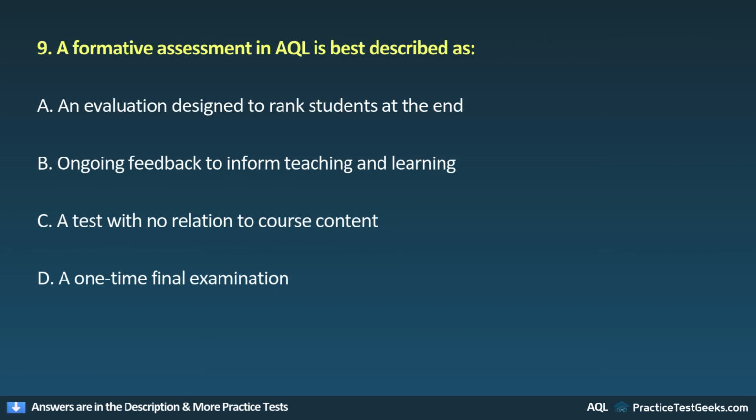9. A formative assessment in AQL is best described as: A. An evaluation designed to rank students at the end. B. Ongoing feedback to inform teaching and learning. C. A test with no relation to course content. D. A one-time final examination.